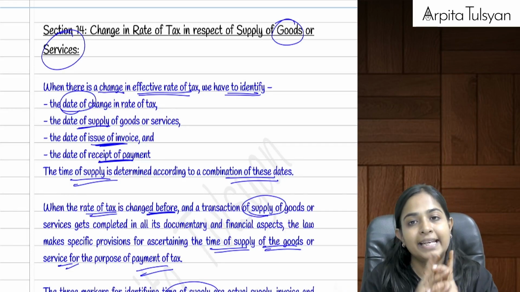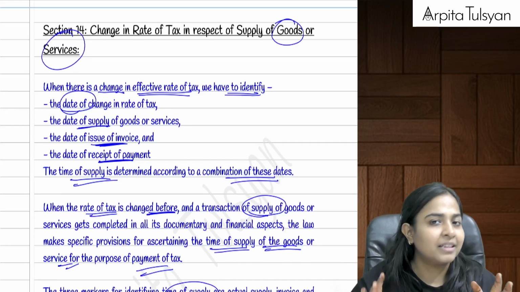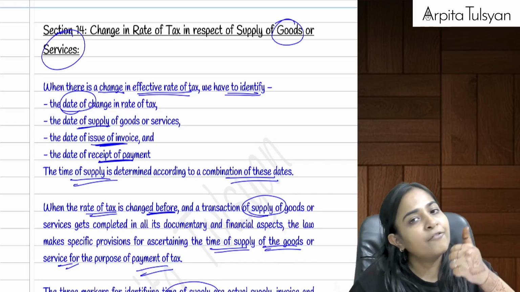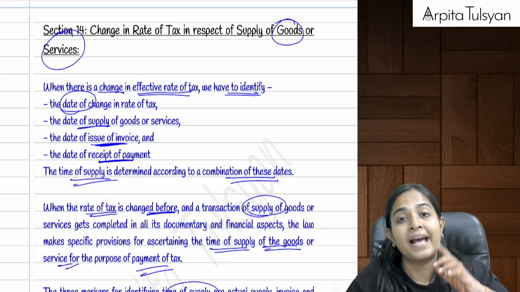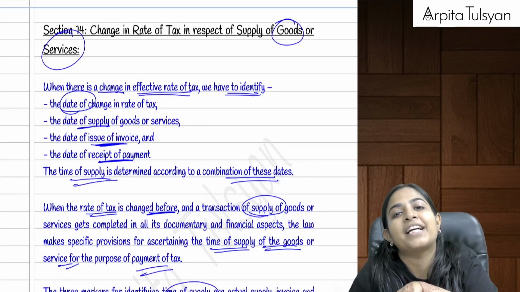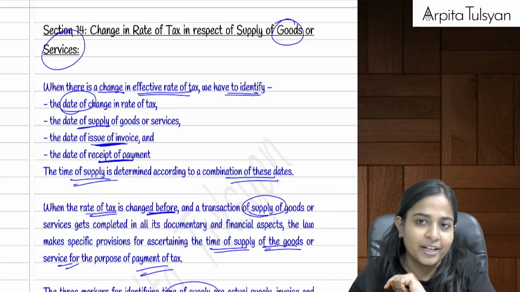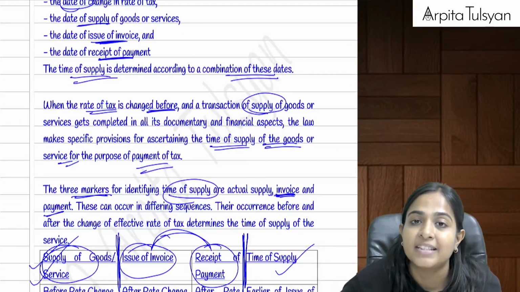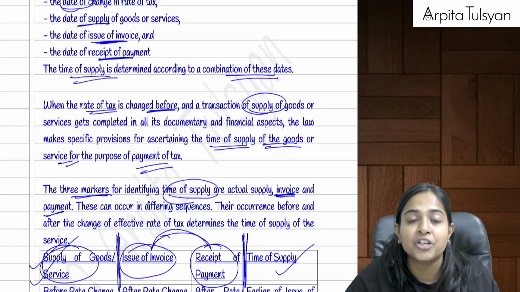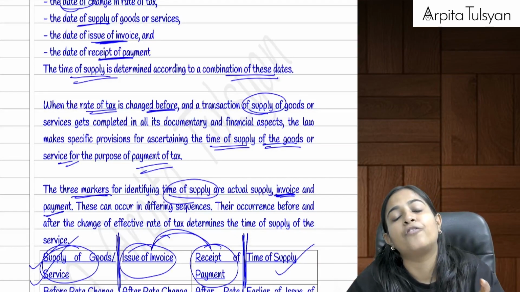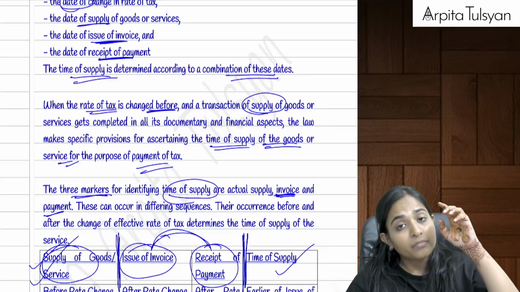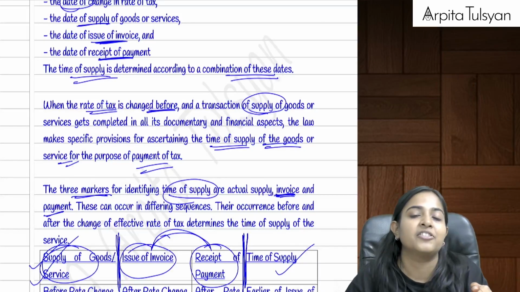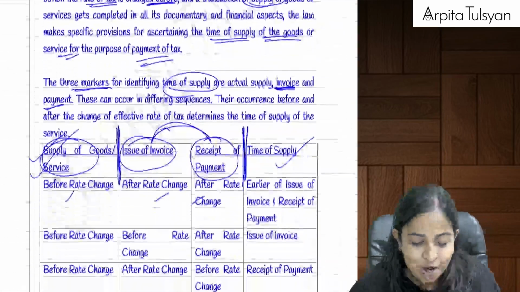if there is any rate change that is happening, then there is a particular method that was specified under section number 14 on how to calculate the time of supply. First of all, what will be the time of supply, and next, which rate of tax will be applicable for that particular transaction. Also remember, section number 14 is a notwithstanding section. It is an overriding section. So whenever there is any rate of tax change, we don't have to calculate the time of supply as per 12 and 13. We have to calculate the time of supply as per section number 14.